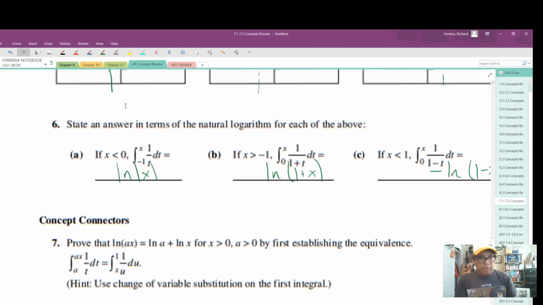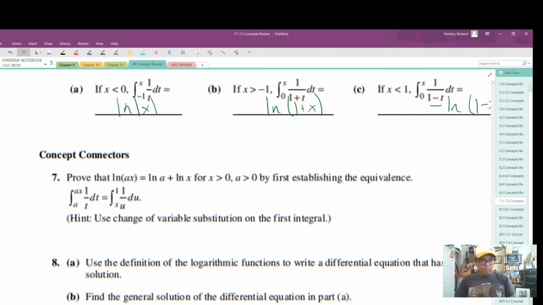We're going to be moving over to number 7 here. We're supposed to prove that the natural log of ax is equal to the natural log of a plus the natural log of x for x and a greater than 0, by first establishing this equivalence: the integral from a to ax of 1 over t dt is equal to the integral from 1 to x of 1 over u du.